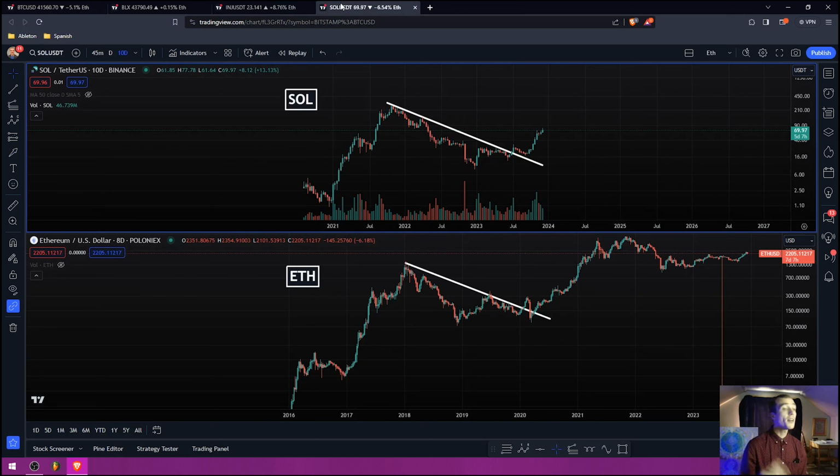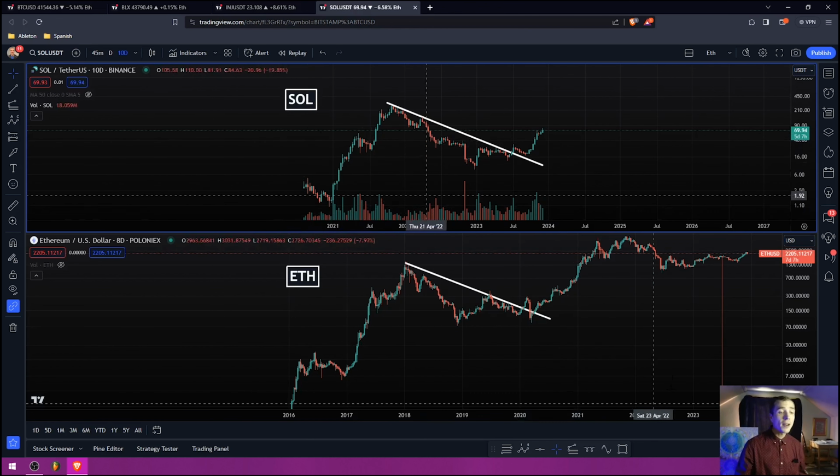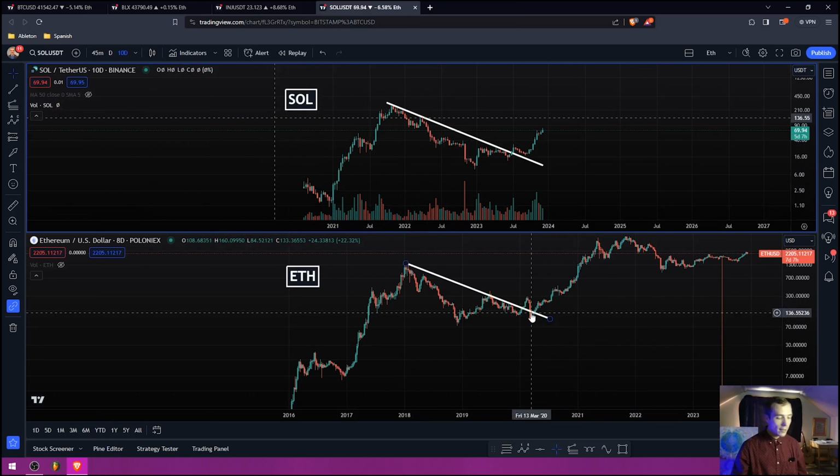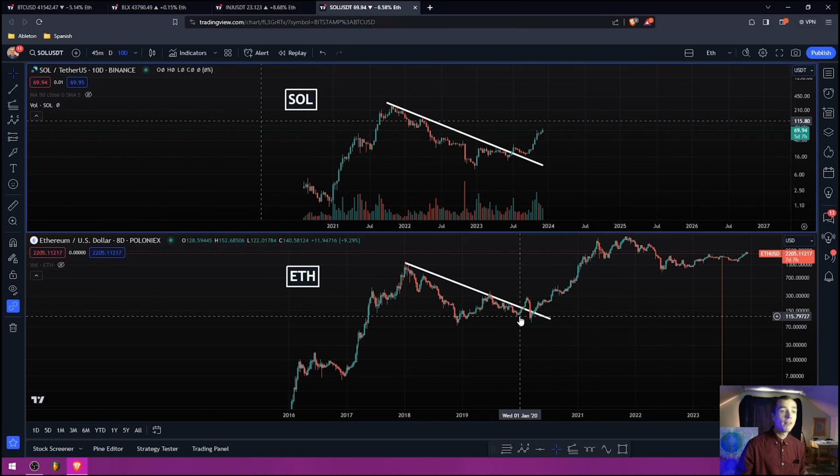So let's go ahead and check out Solana. This is the last one for the day. Solana is definitely one of the best looking charts out there right now. It's breaking out, it's leading the market, and you can see it looks almost identical to Ethereum back in 2020.